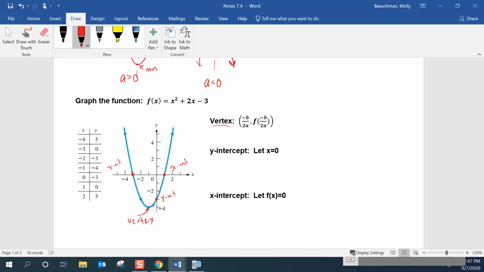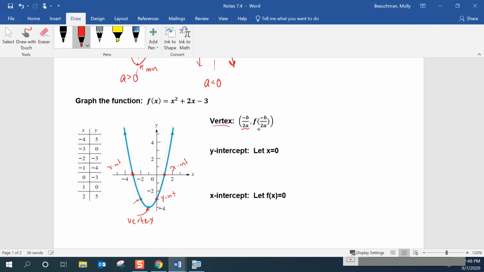If we could find these points, the vertex, the y-intercept, and the x-intercepts, then the point on the other side of the y-intercept we know is symmetric. So once we have the y-intercept, we also have another point just because of symmetry. And if we have those key points, then we can sketch a graph as best we can. Finding the vertex is actually a formula.